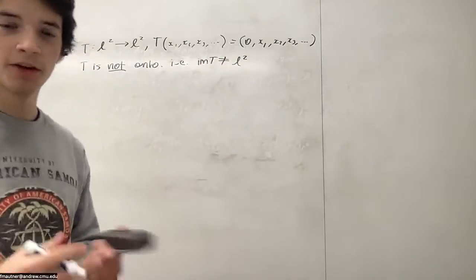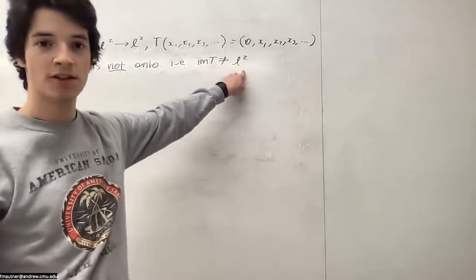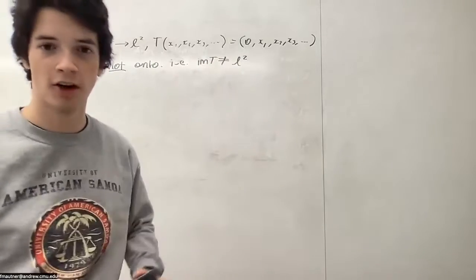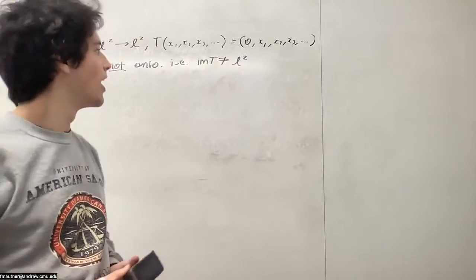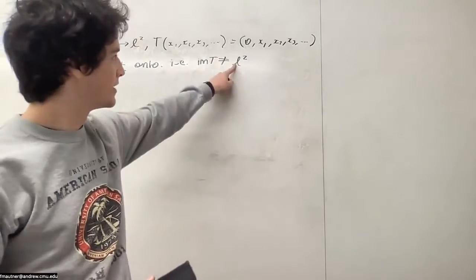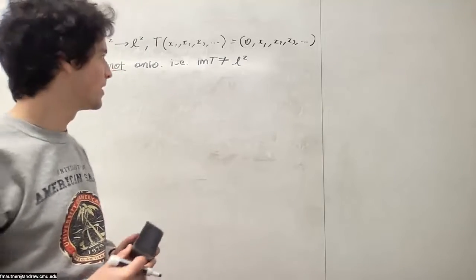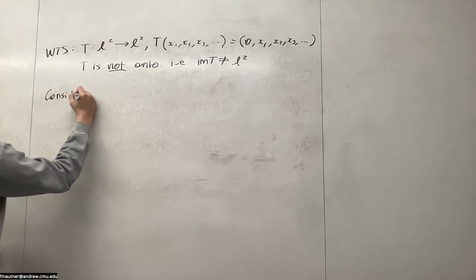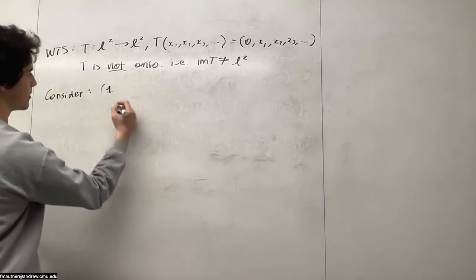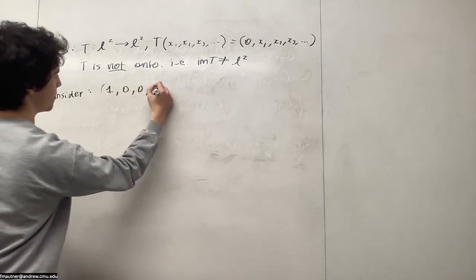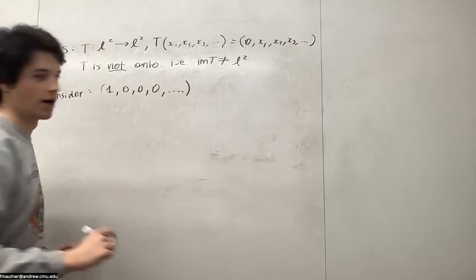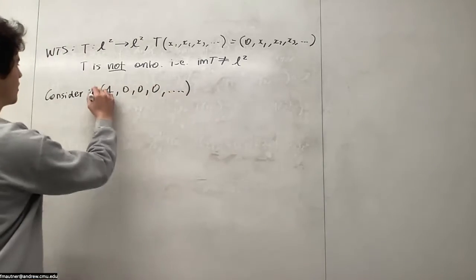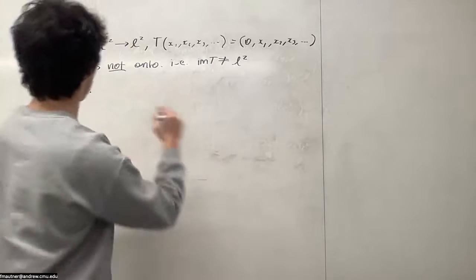And now we only need to find one counterexample of something that lives in L2 and does not live in the image of T, because we know that the image of T is a subset of the whole vector space. And so all we need to find is an element that lives in L2 but does not live in the image. Just consider the following vector: the sequence that starts at 1 and then is followed by infinitely many zeros. We can do a very quick sanity check that this sequence, let's call it alpha. Let me shift everything over.